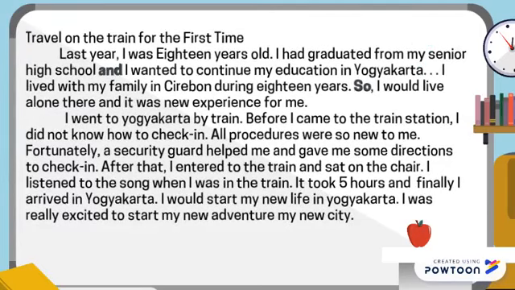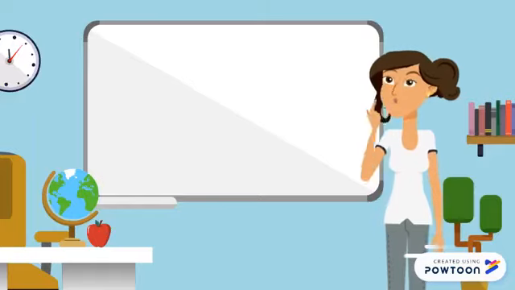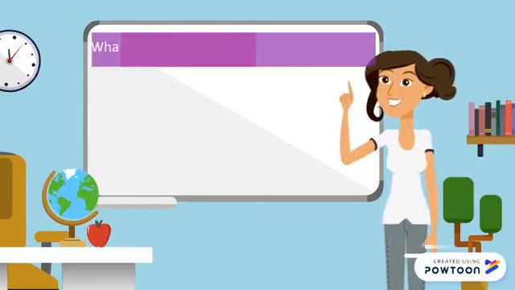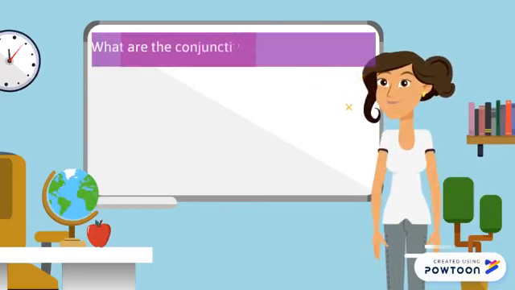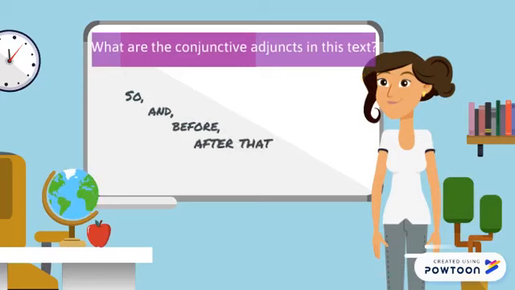There are and, so, and, before, and after that, and. So what are the conjunctive adjuncts found in this text? Let's see. There are so, and, before, and after that. Yay! We got it right!